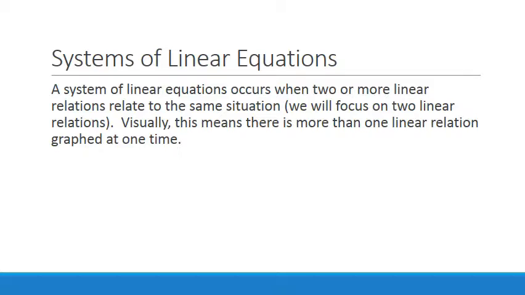So how that can look, if I give myself a coordinate plane real quick, is simply that we have more than one line on the same piece. So that's how one could look. You can have two or more, so we could have 3 or 4 or 5 lines. We're just going to look at 2 lines.